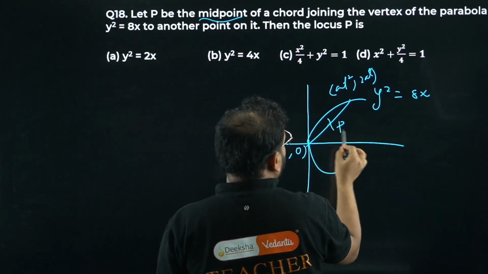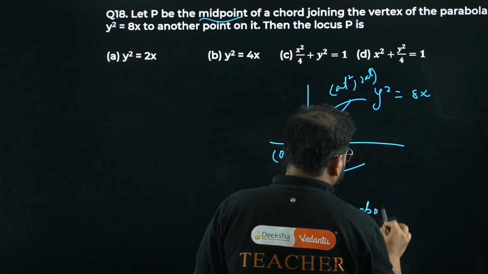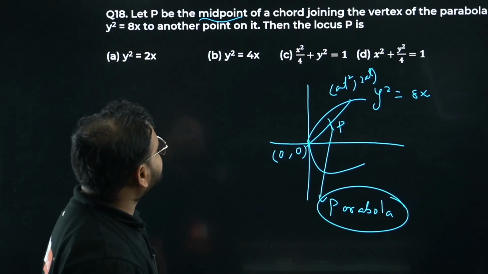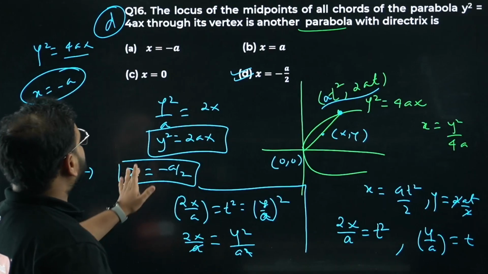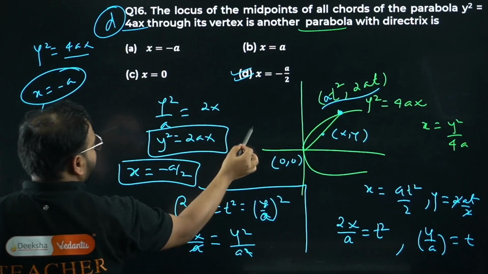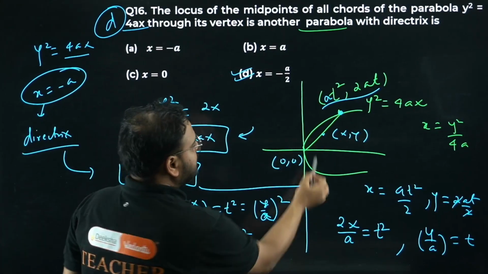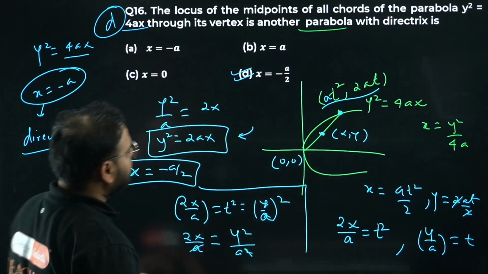Okay, this will become a parabola only, no? We just did in question number 16, we did it as a parabola only, right? Are they asking the parabola? No, they are asking the equation. When we had y square equals 4ax given, we got it as 2ax. 4x became 2x for the new equation. This point's locus will become 2ax.